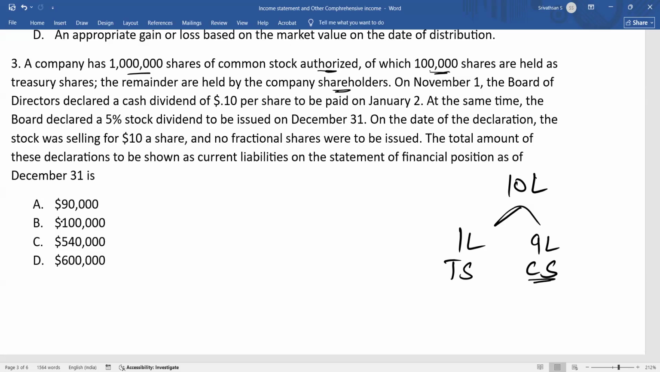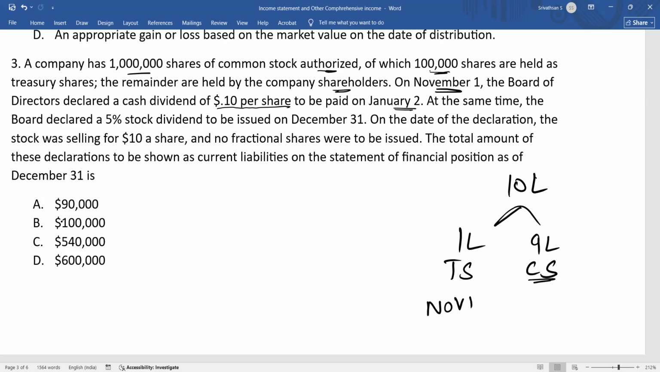On 1st November, the board of directors declared a cash dividend of $0.1 per share to be paid on 2nd January. What is important to understand here is that we have to identify the declaration date. On which date is the dividend declared? The dividend is declared on 1st November. And it is going to be paid on 2nd January. On which date do we have to pass the entry? The entry should be passed on the date of declaration. So on 1st November, we have to pass the journal entry for this cash dividend.